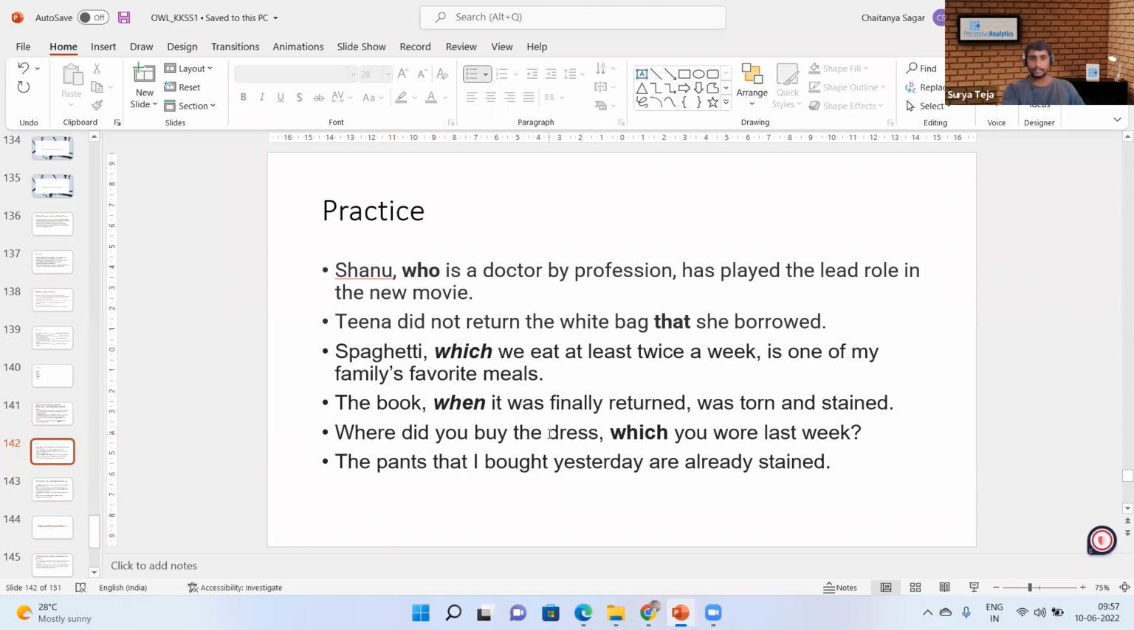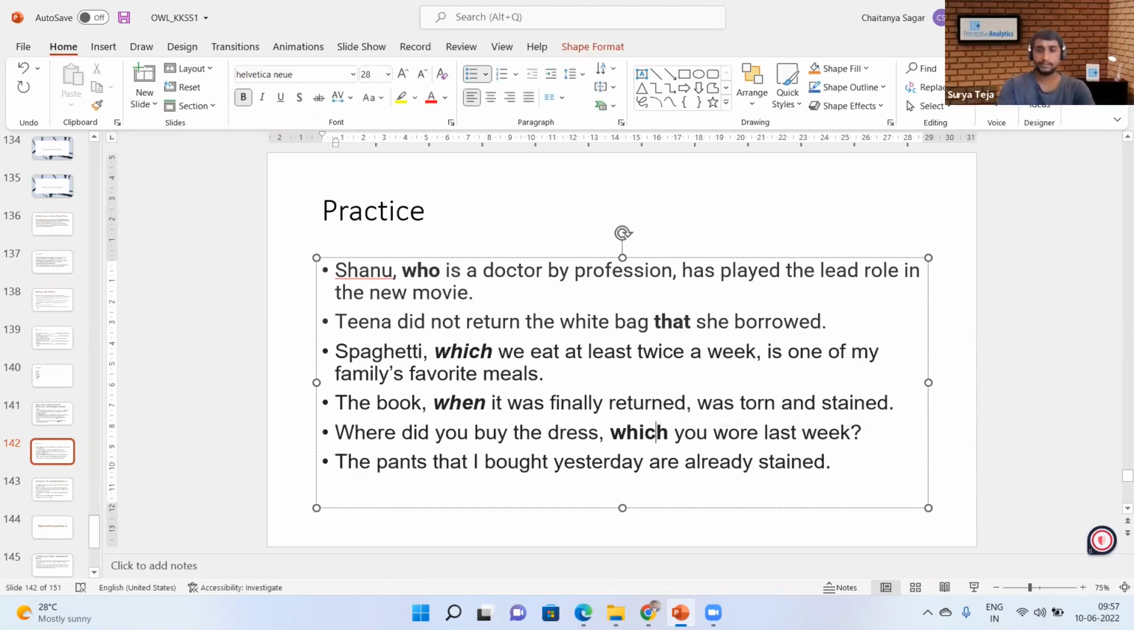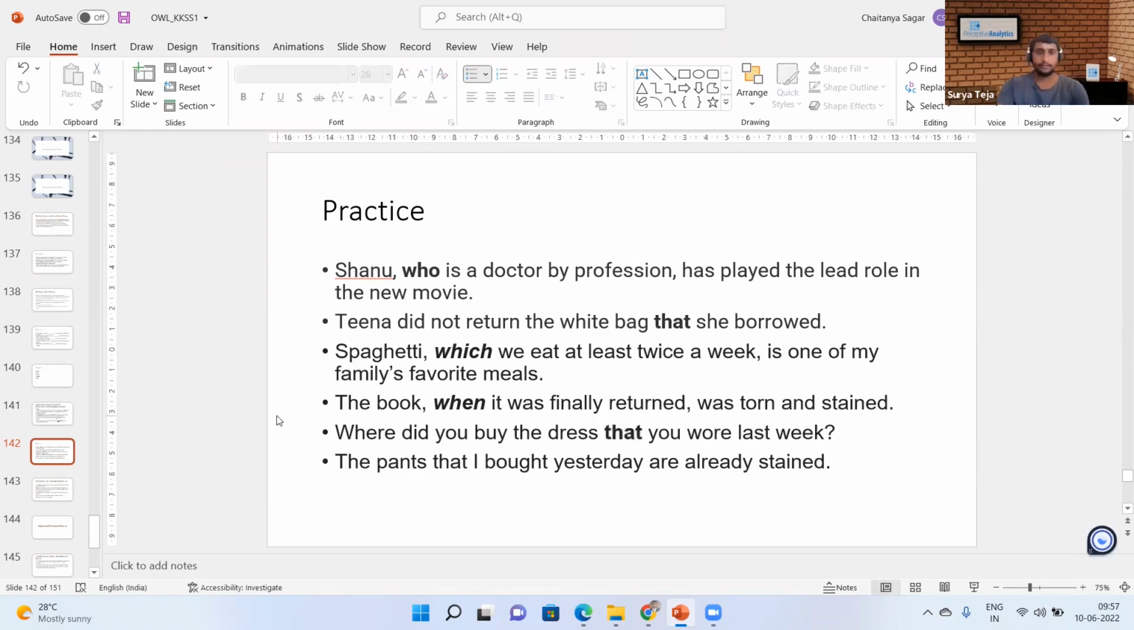Where did you buy the dress which you wore last week? So is this fine, that you wore last week, without the comma? Right, that is true. So "that you wore last week" becomes the actual one. So, where did you buy the dress that you wore last week? Basically it is giving extra information about the dress. So there might be so many dresses. Which dress are you referring to? The dress which you wore last week.